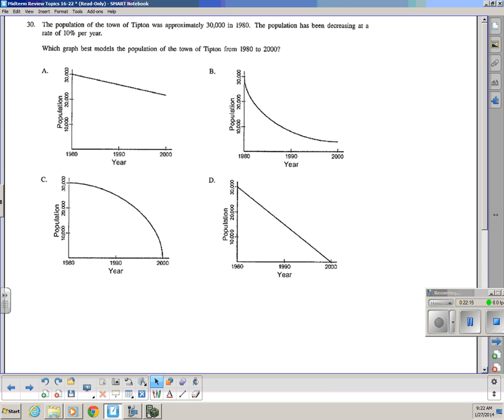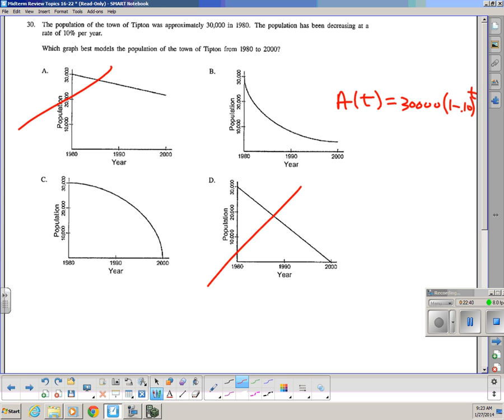Number 30. The population of the town of Tipton was approximately 30,000 in 1980. It's been decreasing at a rate of 10% per year. Which graph best models this? Well, if I was trying to come up with an equation, it would be A of t equals 30,000 times (1 minus 0.10) to the t. This is an exponential graph. It's not linear. So A is out and D is out. Now, it's a choice between C and B. Exponential decay looks like this.